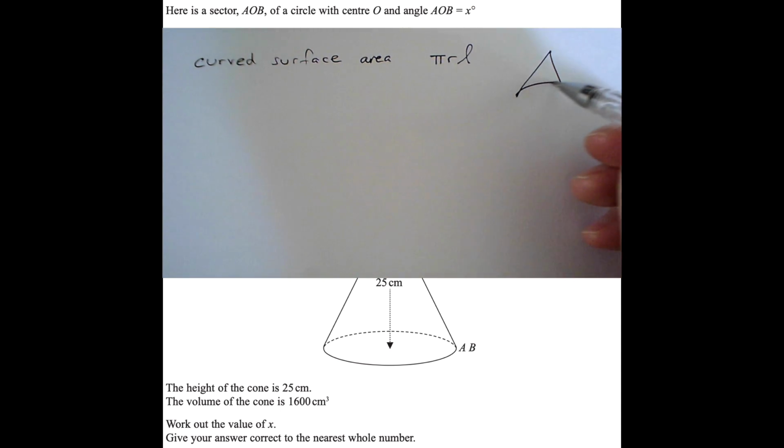Now, what do they represent? Here's my little cone. Clearly, this is the radius, r. This is the slant height, l. And the perpendicular height is h. Because it's perpendicular, I'm going to draw a little right angle there. Okay, so let's have a go.